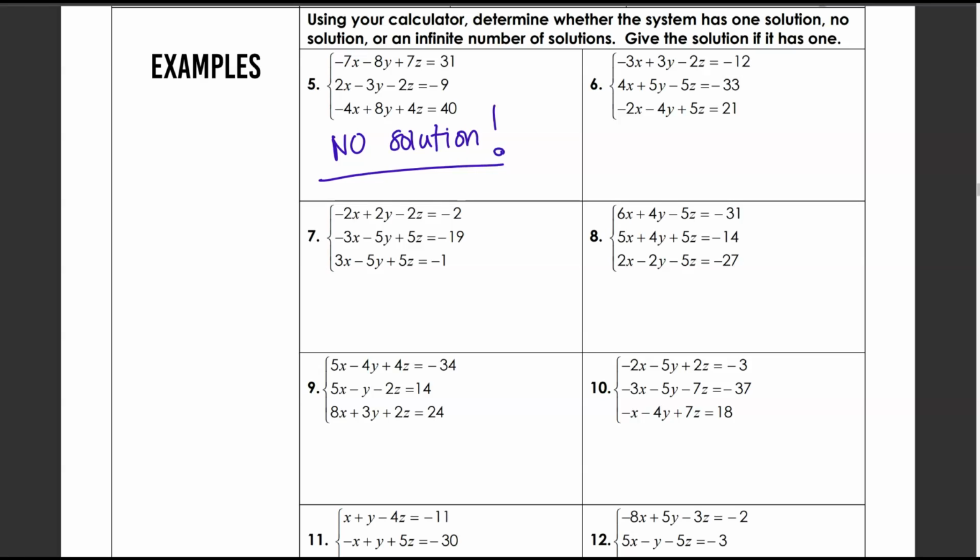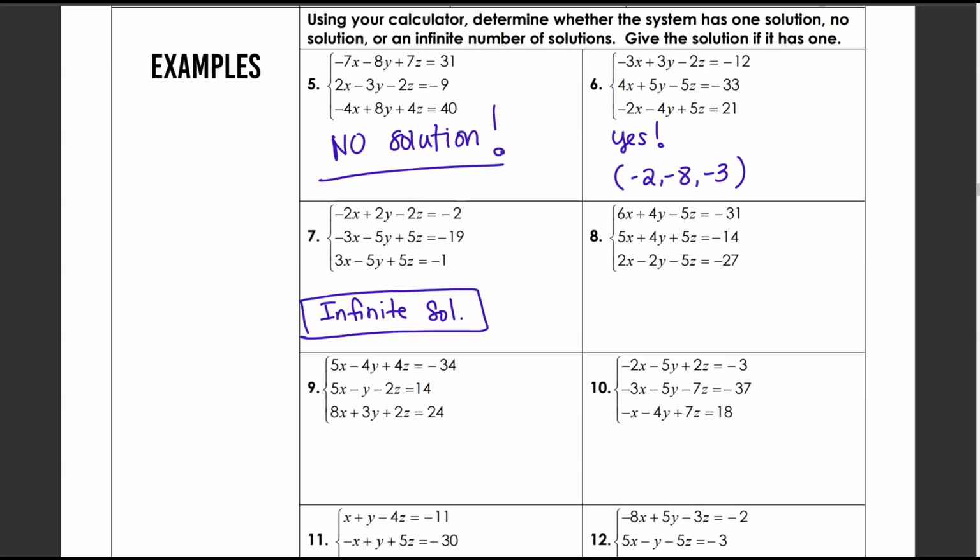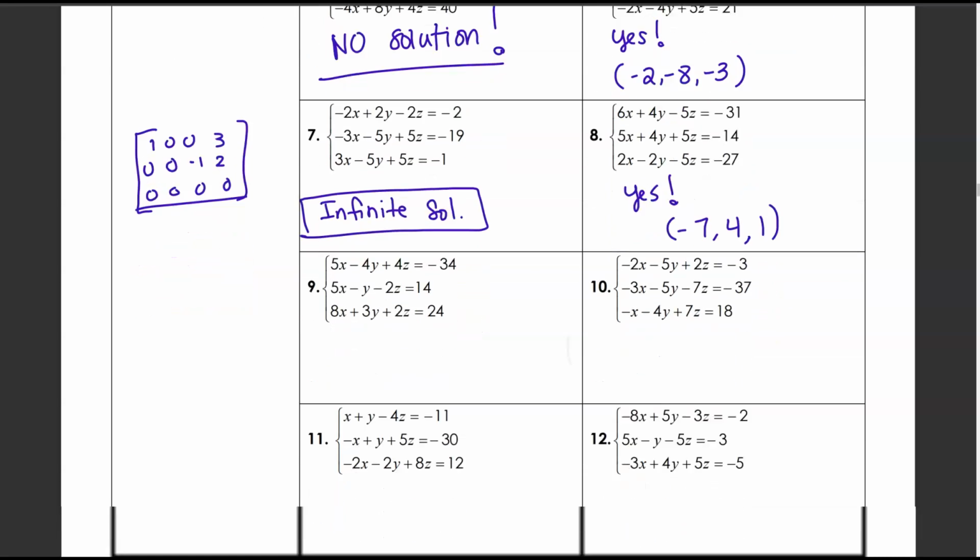Try number 6. Did you get a unique solution for number 6? You should have gotten -2, -8, -3. Hopefully it's what you got. Try number 7. Did you get infinite solutions for number 7? Number 7 will look like 1, 0, 0, 3, 0, 0, negative 1, 2, and then a whole row of zeros, implying we have infinite solutions. All right, try number 8. For number 8, I got one solution, and the solution was negative 7, 4, 1, so we do have a unique solution for that one.